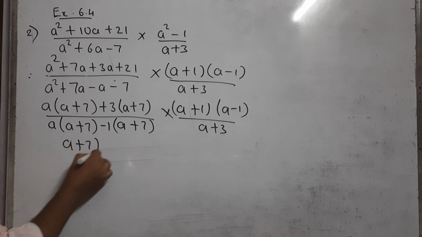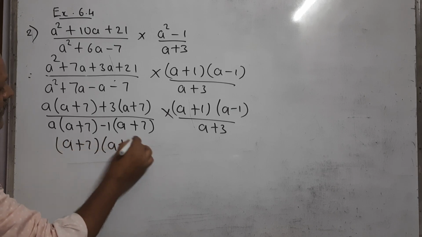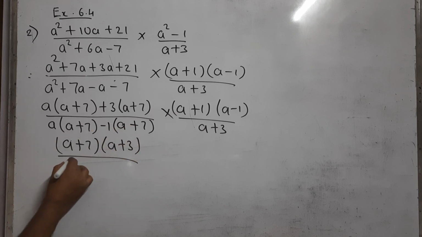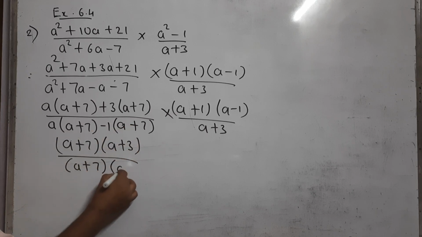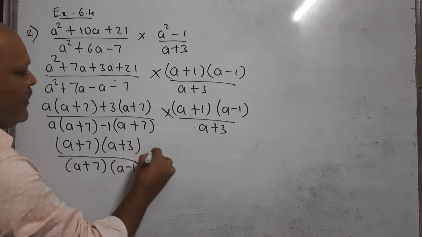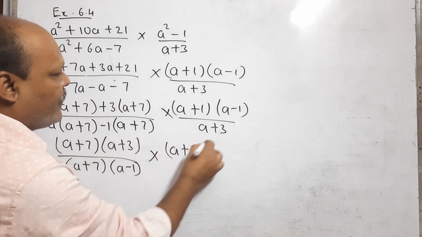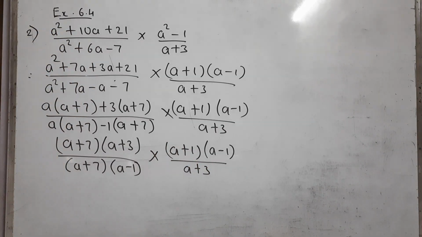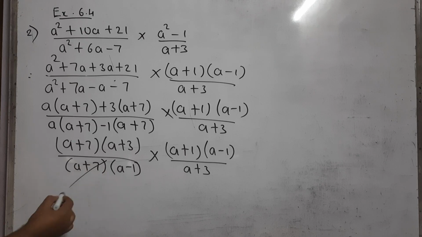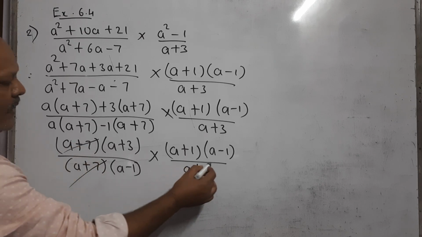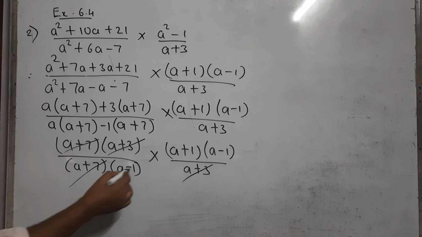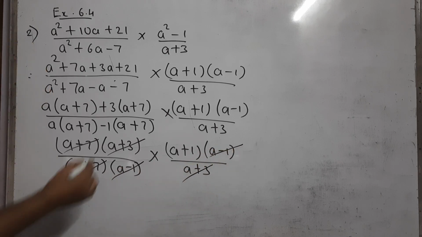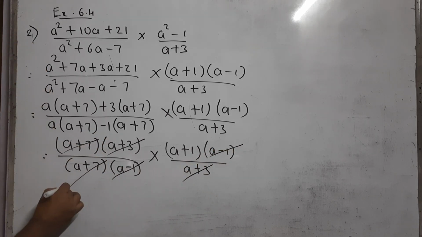a plus 7, a plus 3, in the denominator a plus 7, a minus 1 into a plus 1, a minus 1, a plus 3. Now we will go for cancellation. Here what can cancel? a plus 7 gets cancelled, a plus 3 gets cancelled, a minus 1 gets cancelled. What is left over here? a plus 1. This is your final answer. I hope all of you understood the second sum.